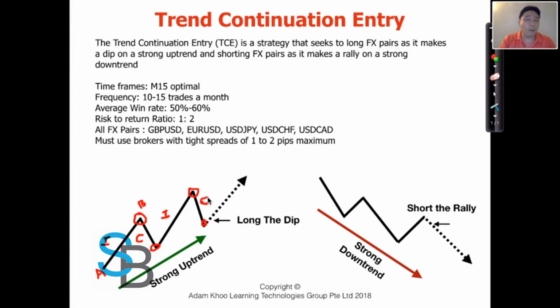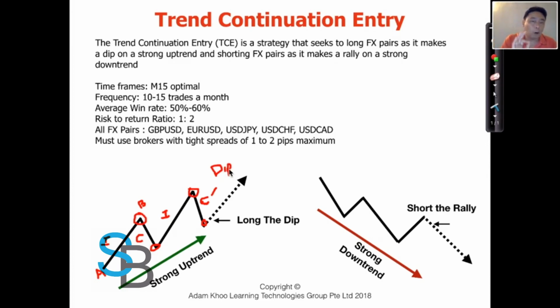The impulsive wave represents the breathing out pattern. You breathe out, and you have to breathe in during the corrective wave before breathing out again. Now, in an uptrend, the corrective wave is also known as a dip. So it's making a dip in the overall uptrend.